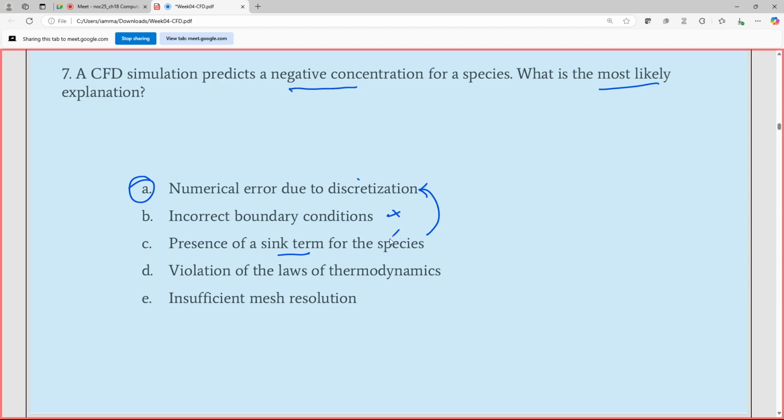So option C is a subset of option A, and option D is not related. Option E, insufficient mesh resolution, may not give negative concentration; it can give other numerical errors. So our answer is option A, numerical error due to discretization.